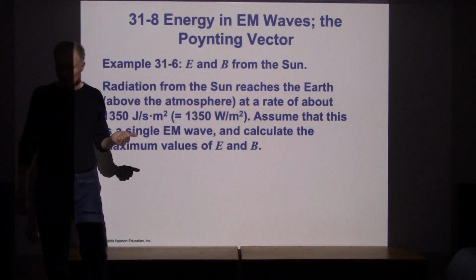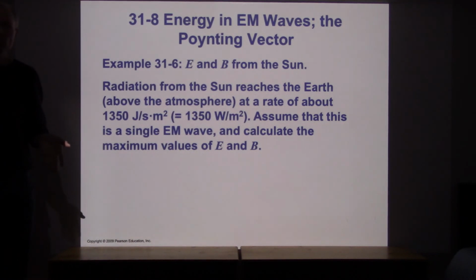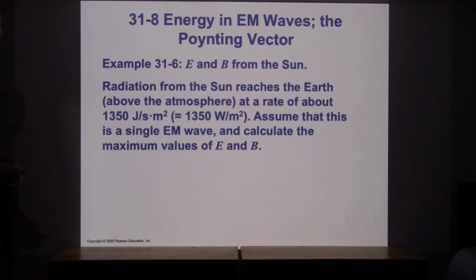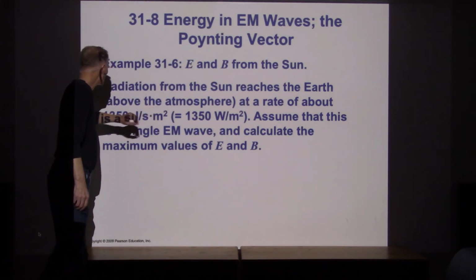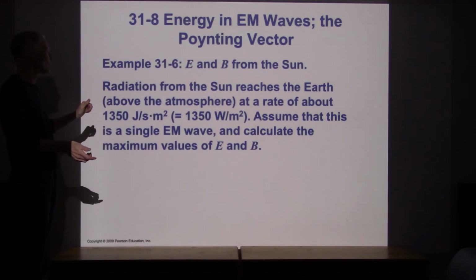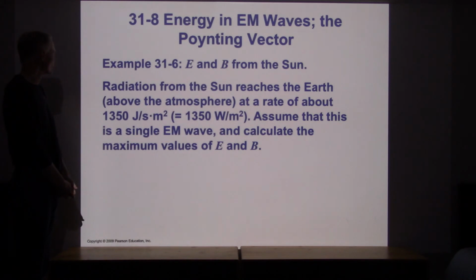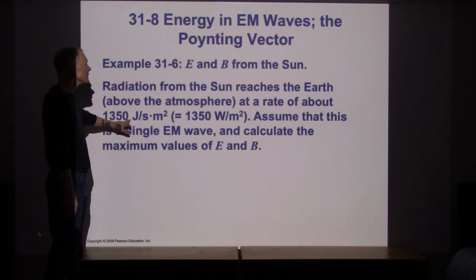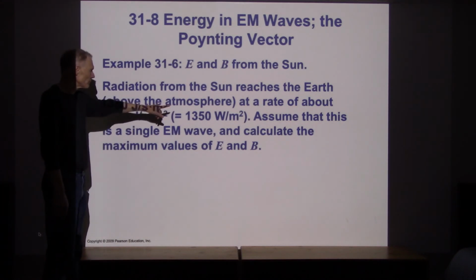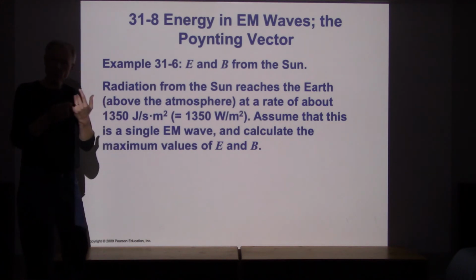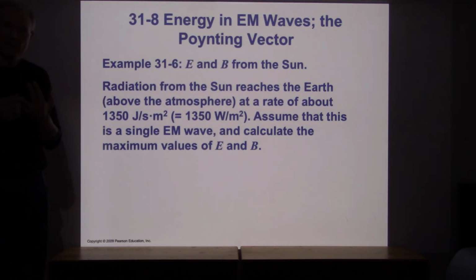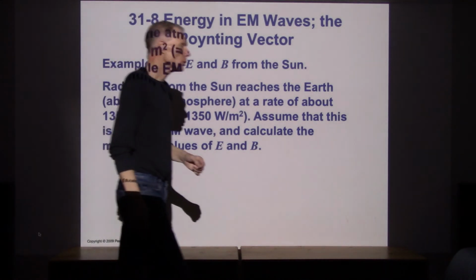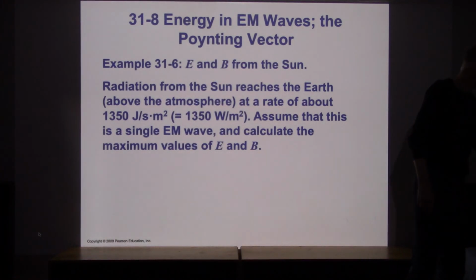Now, the value they gave us for sunlight here, 1,350 watts per square meter, is not at the surface. That's actually above the atmosphere. So I kind of wish they would have given us a value for how much reaches the surface. But in any case, not so important. This is the intensity of the light, 1,350 watts per square meter. And we want to find out what are the values of the electric field and the magnetic field of the light coming in to the Earth from the sun. So let's take a look at that.